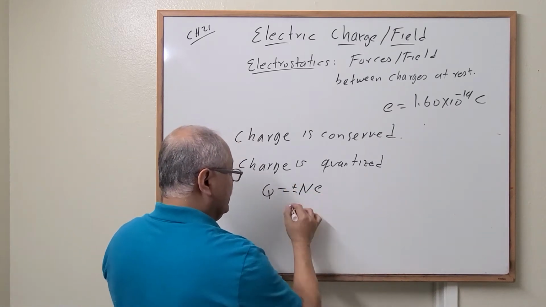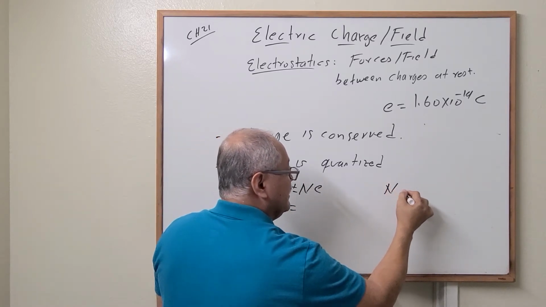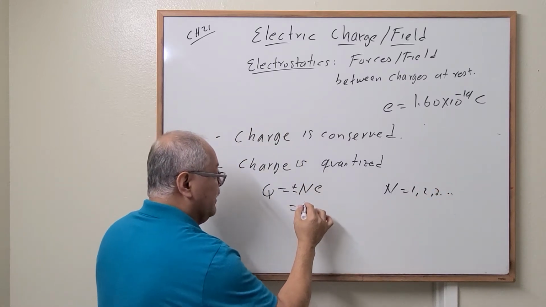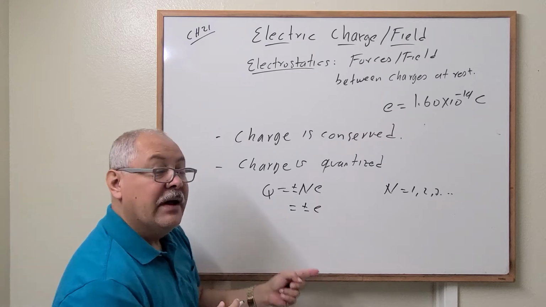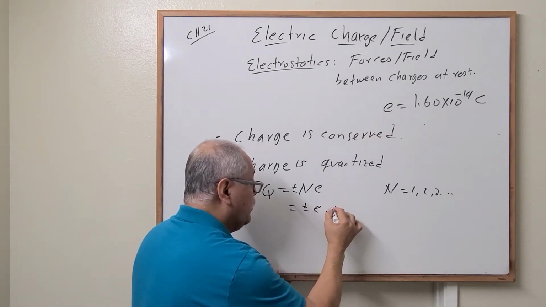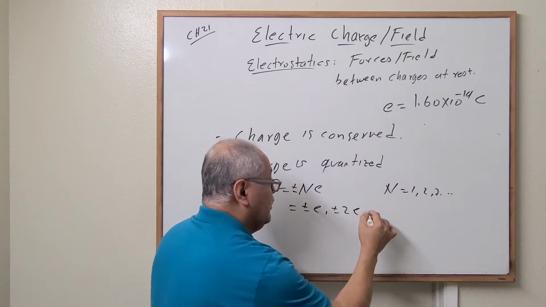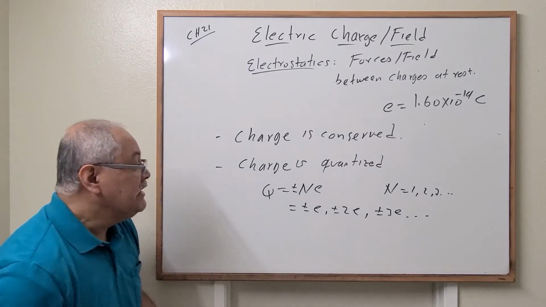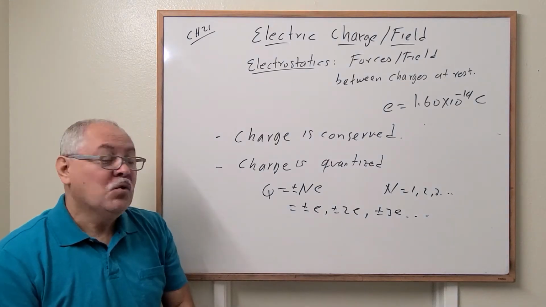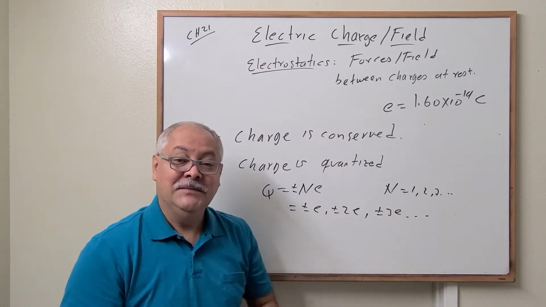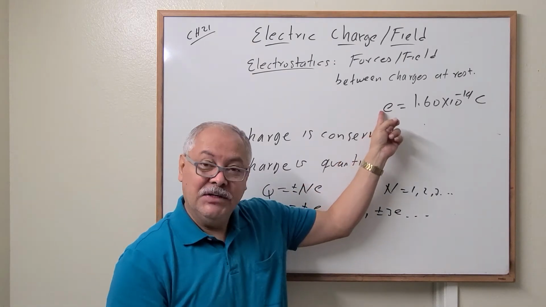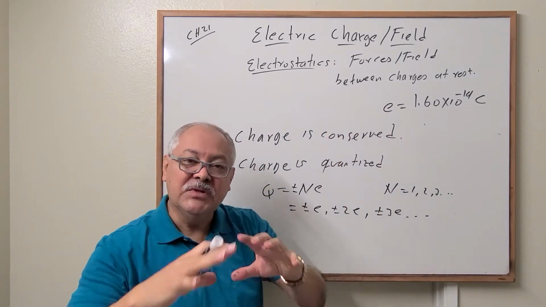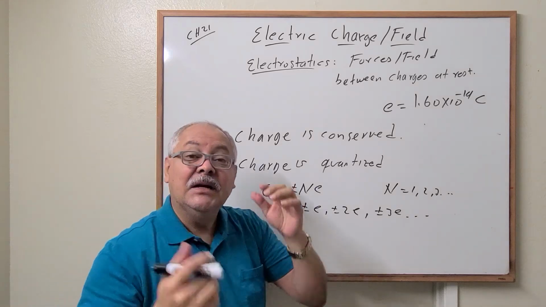We can write it with plus or minus, where n takes the values of 1, 2, 3, and so on. This means the charge comes in plus or minus e, or plus or minus twice this quantity, or plus or minus 3 times this quantity, and so on. That's the meaning of being quantized. We cannot split it. We don't have half of this elementary charge free in space. We have some fractions inside of some particles, but they are not free.